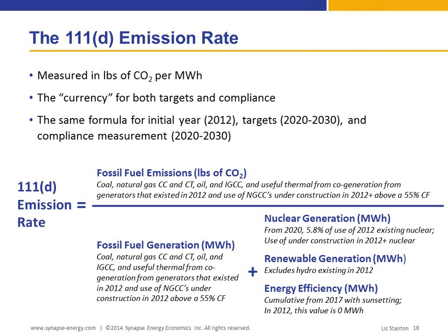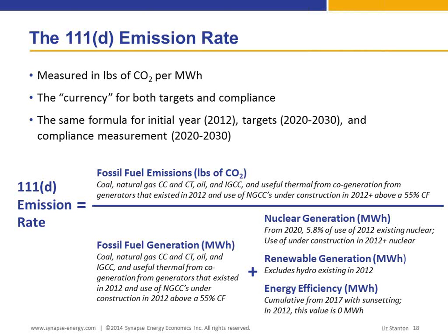And then the final item going into the denominator is energy efficiency. And the measure used is similar for the targets and the compliance. It's all worked out in a very slightly different way, but it's basically cumulative starting in 2017. It does take into consideration sunsetting. So if you were looking at 2020, it would be those measures that were still in use.